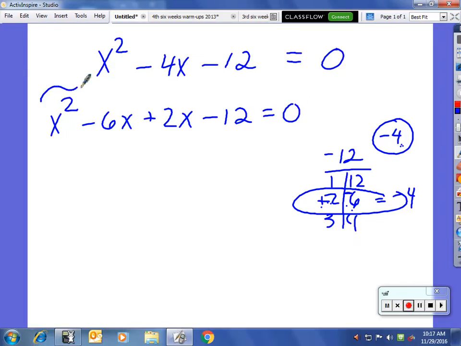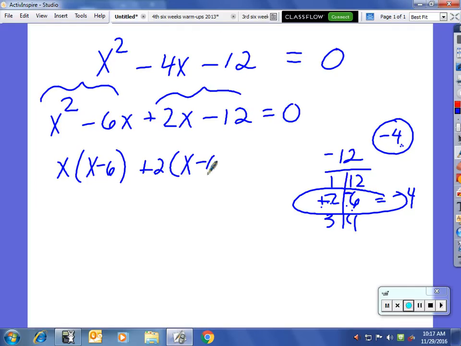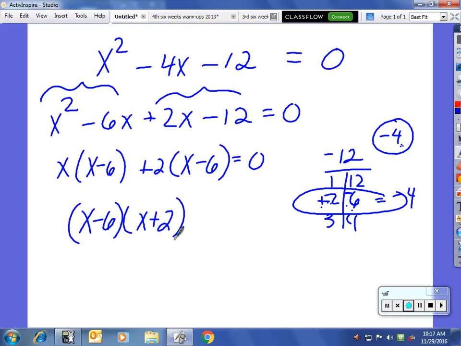What do I take out of the first two? X, and I'm left with x minus 6. What do I take out of the second two? A positive 2, and I'm left with x minus 6. Then take out x minus 6, and I'm left with x plus 2.